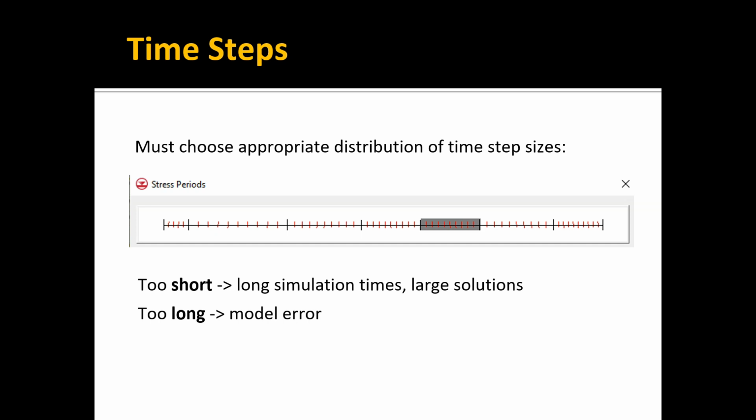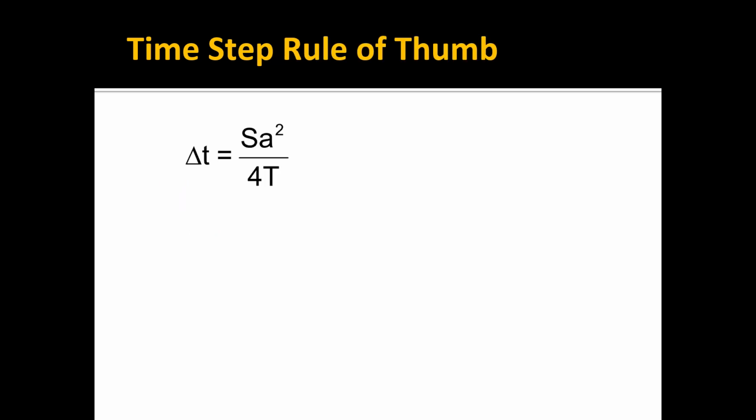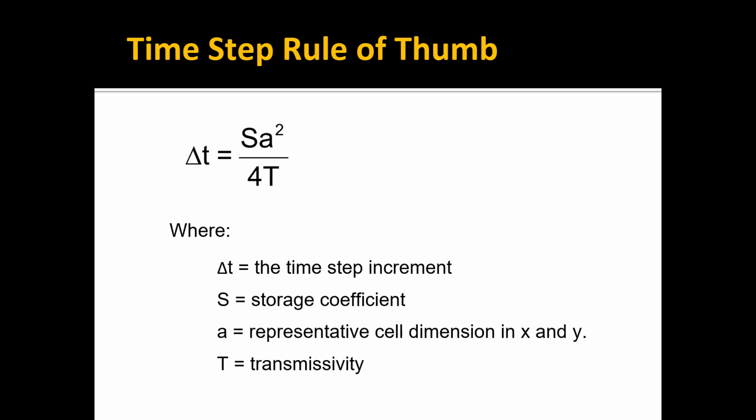The smaller time steps will allow you to more accurately characterize how the heads in your aquifer are changing over time. If you want to, there is actually a formula to help you determine this. The time step increment, you can estimate that by multiplying the storage coefficient times the representative cell dimension squared divided by 4 times the transmissivity. So the cell dimension would be like the smallest width in terms of the rows and the columns you'd put in there. I have never used this, but it is a theoretical basis of doing this.